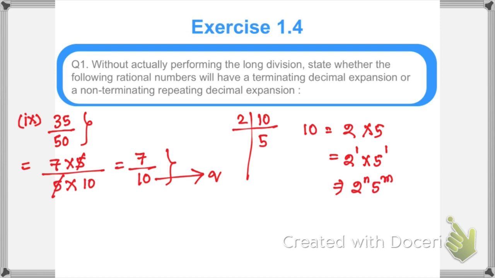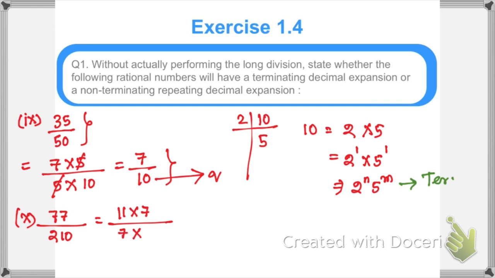So this is again a terminating decimal expansion. Okay, now the next question, question number 10, is 77 by 210. So we will first check again whether this is in the simplest form or not. 77 can be written as 11 into 7, and 210 can be written as 7 into 30. So these two get cancelled and this 11 by 30 is in the simplest form.